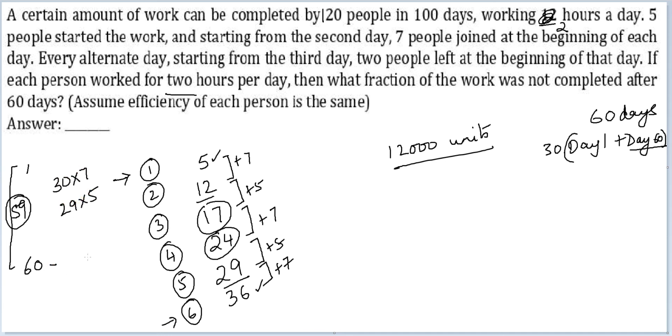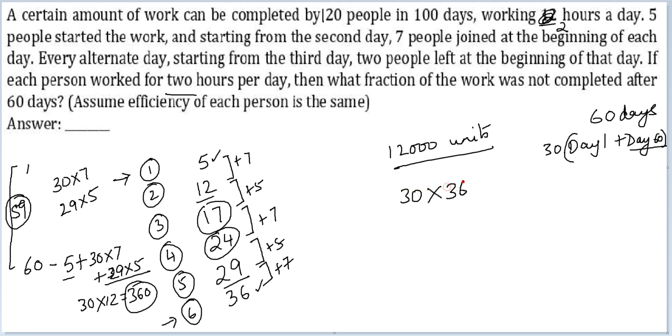So the work done on the 60th day would be 5 plus 30 into 7 plus 29 into 5. Now 5 plus 29 into 5 is 30 into 5, or overall you get 30 into 12 here, so the work done on the last day is 360 units. So the total work done so far would be 30 into 360, out of how much work?